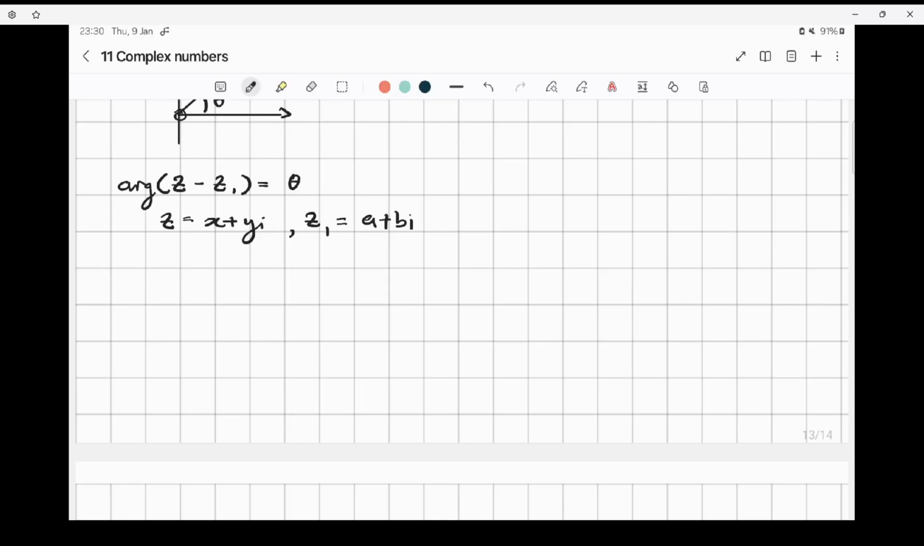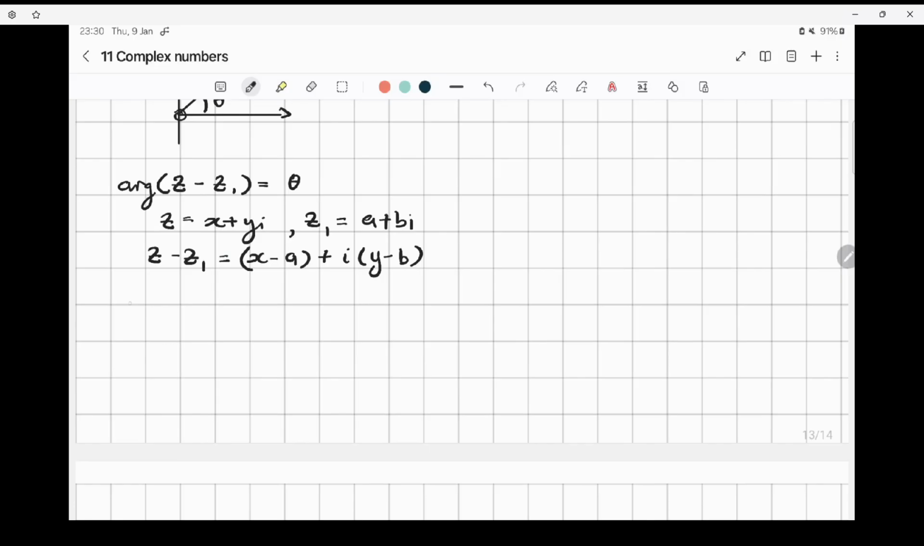So what you can do is as follows. You assume that z equals x plus iy, and then z1 equals a plus bi. So what is z minus z1? This will be x minus a plus i multiplied with y minus b.